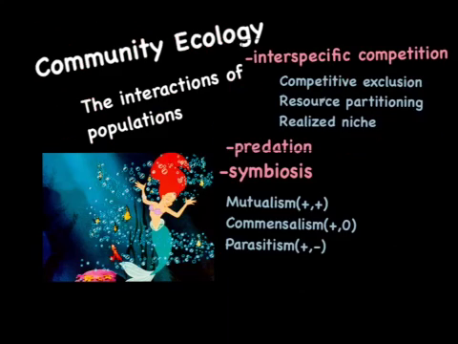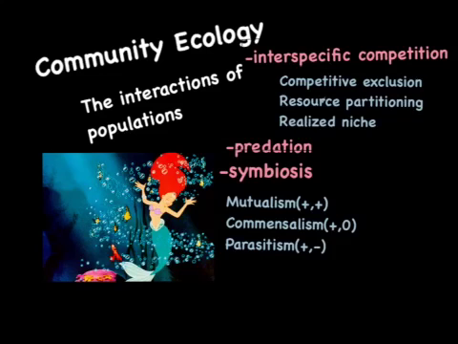Next is community ecology, which is the interactions of different populations. One is interspecific competition, which is competition between different species, like competitive exclusion, resource partitioning, and realized niche. Realized niche is a job that an organism can find that it has to do. Next can be predation, which is like predator and prey.